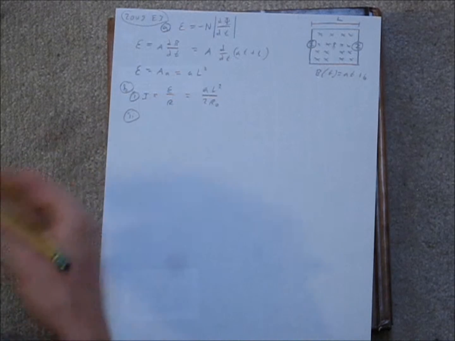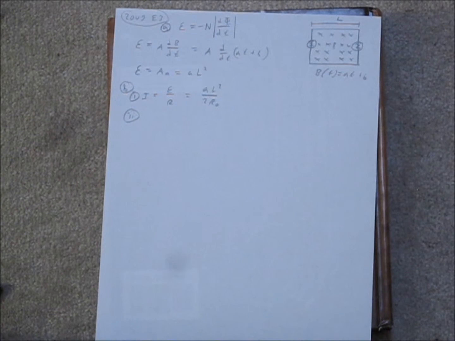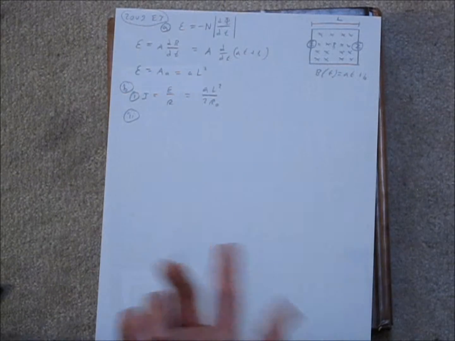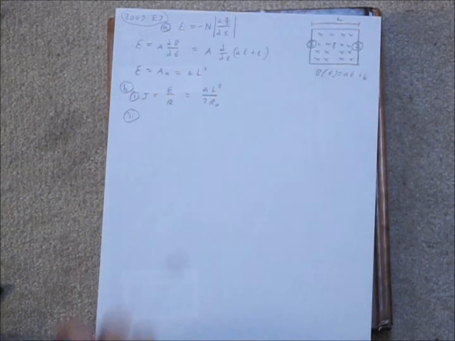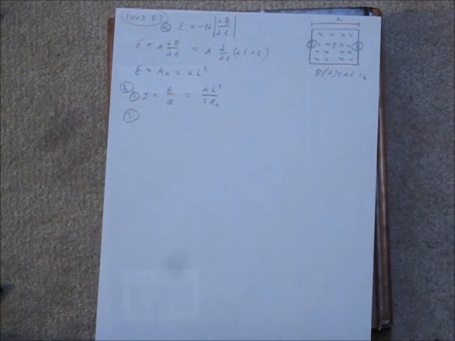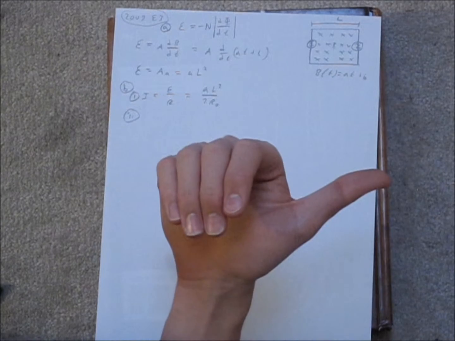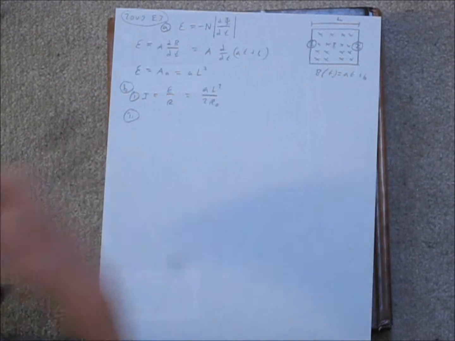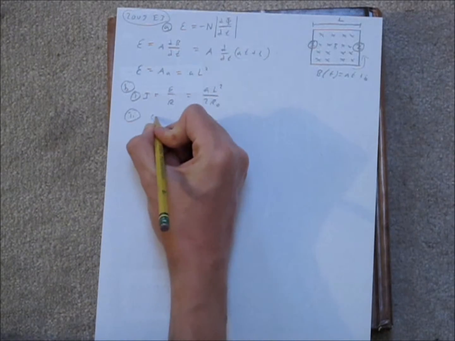Part 2 is asking you to find the direction of the current itself. Since we know that the magnetic field is increasing and it is going into the page, we know that the loop will have to generate a magnetic field that would oppose this change in magnetic field. So it would go the other way, and using the right-hand rule, we know that the current would go this way, which is counterclockwise.